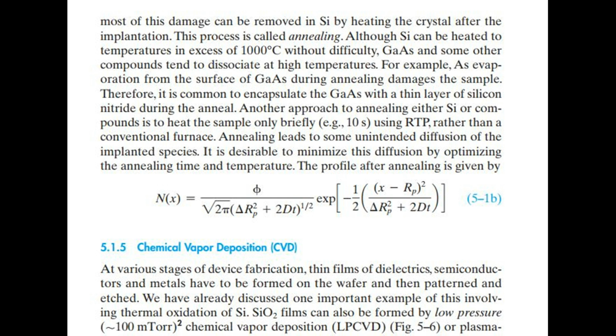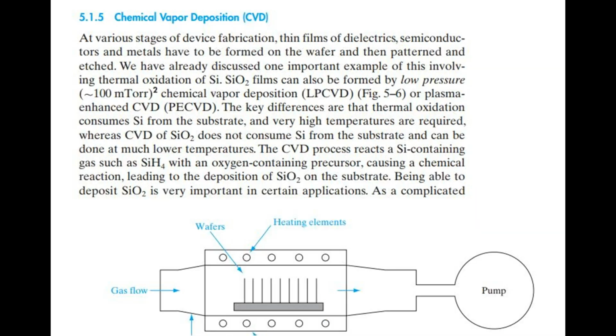Chemical vapor deposition, CVD. At various stages of device fabrication, thin films of dielectrics, semiconductors and metals have to be formed on the wafer and then patterned and etched. We have already discussed one important example of this involving thermal oxidation of silicon. Silicon dioxide films can also be formed by low pressure, 100 mTorr, chemical vapor deposition, Fig. 5.6, or plasma-enhanced chemical vapor deposition.